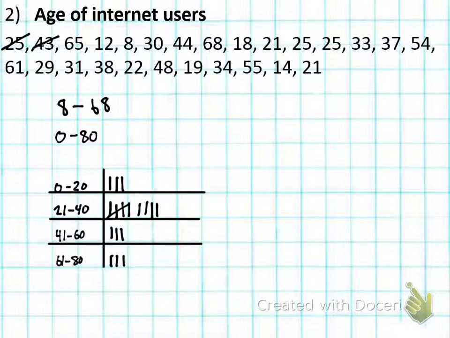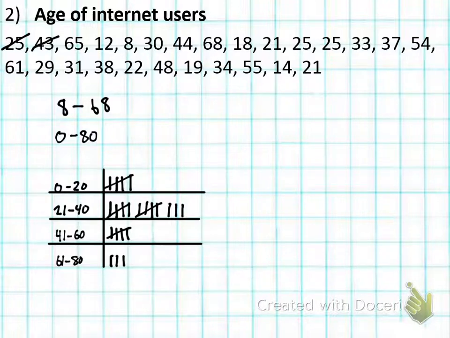38, okay. 48, okay. 19, okay. 34, okay. 55, okay. 14, okay. 21. All right. So at this particular moment in time, we've just put a tally of the groups of people, how many people fit in each group or interval, okay?